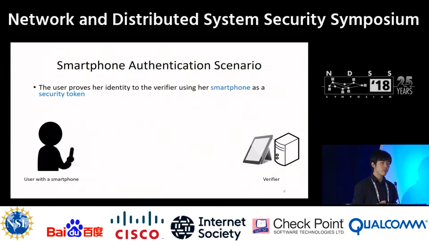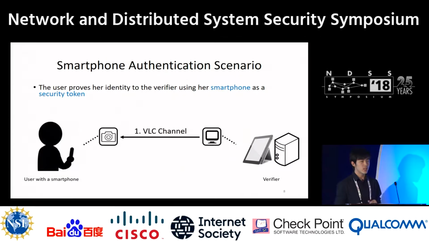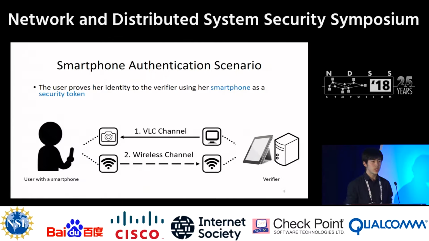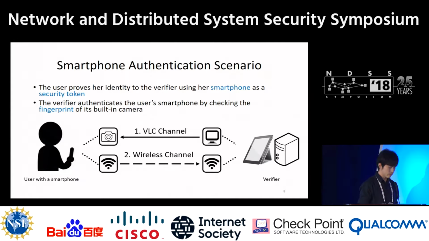The verifier first challenges the user to take a photo by the visible light communication channel. Then the user will respond to the verifier by sending back the photo she takes through wireless channel. And then the verifier will authenticate the user's smartphone using the built-in fingerprint.